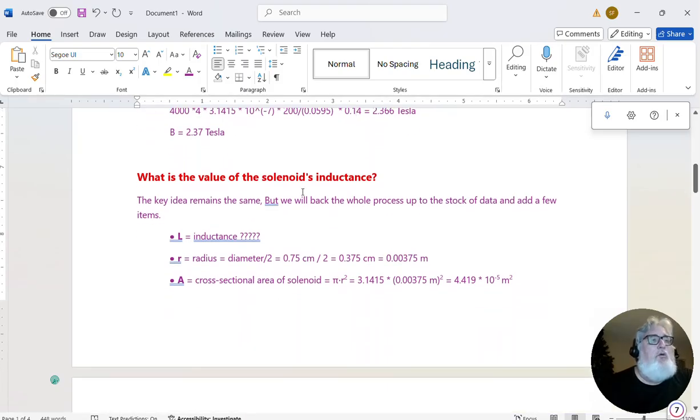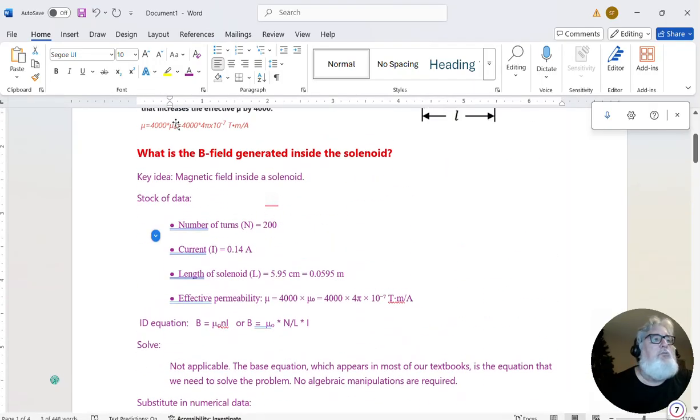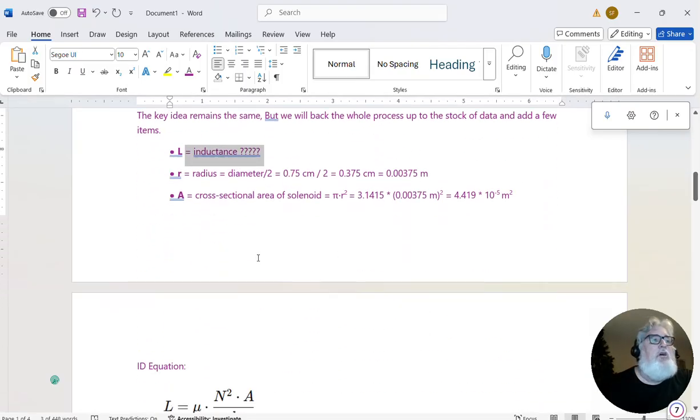What's the value of the solenoid's inductance? Okay, the idea is going to remain the same, but we're going to back up the process, the whole stock of data, and we're going to add a few items. We're going to need the inductance, and I put the question marks there. And did I put magnetic field with question marks up here? I did not. All right, so you can deduct a few points from me if you want to do that.